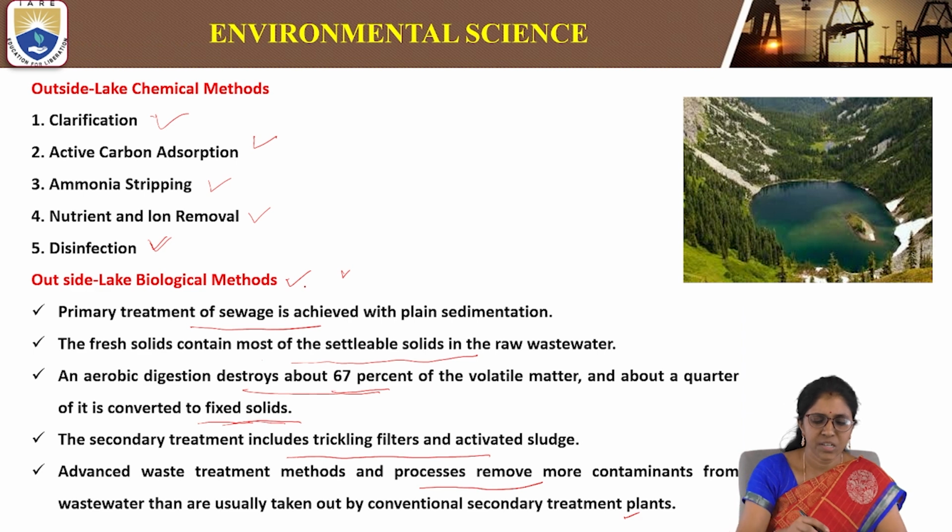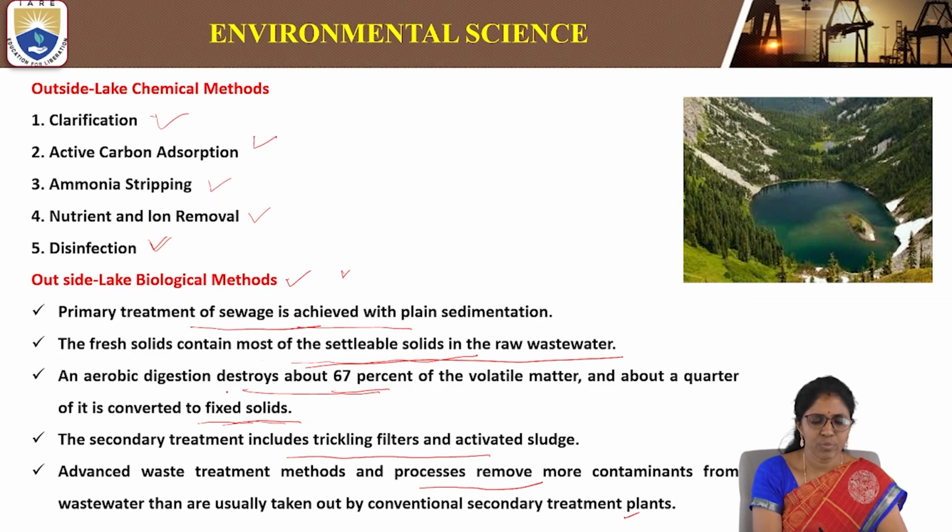In the primary treatment method, the primary treatment of sewage is achieved with plain sedimentation. By keeping the water undisturbed for some time, the large particles which are present in water will settle down at the bottom of the tank. That process is called sedimentation. The fresh solids contain most of the settleable solids in raw wastewater, so these will settle down at the bottom of the tank.